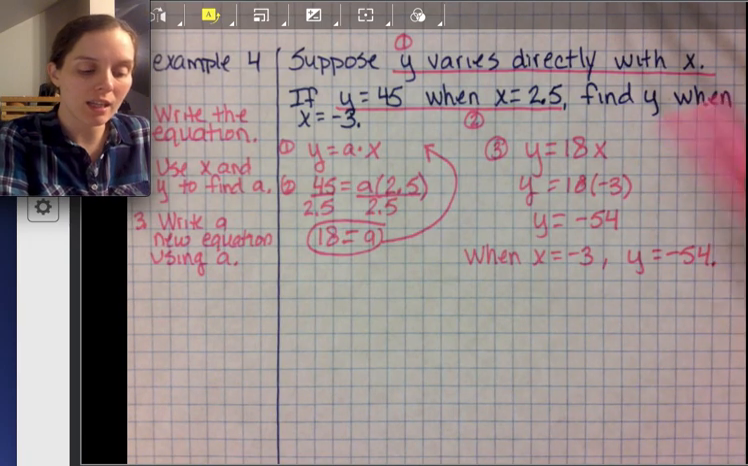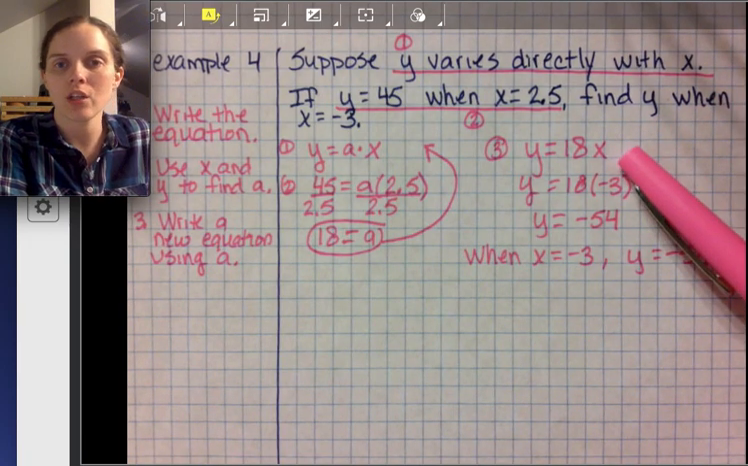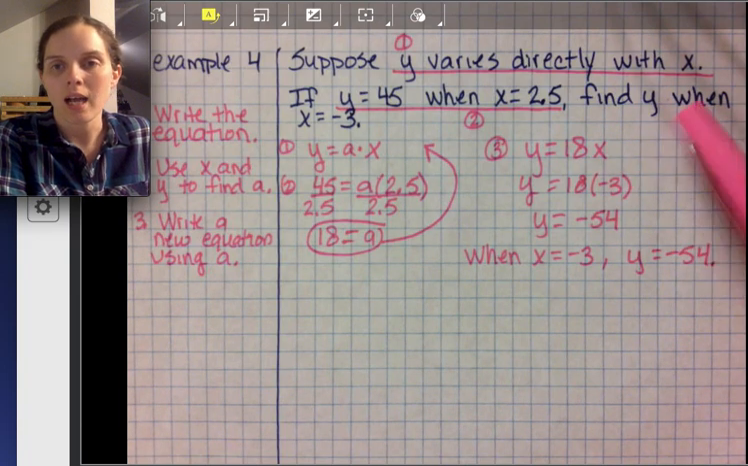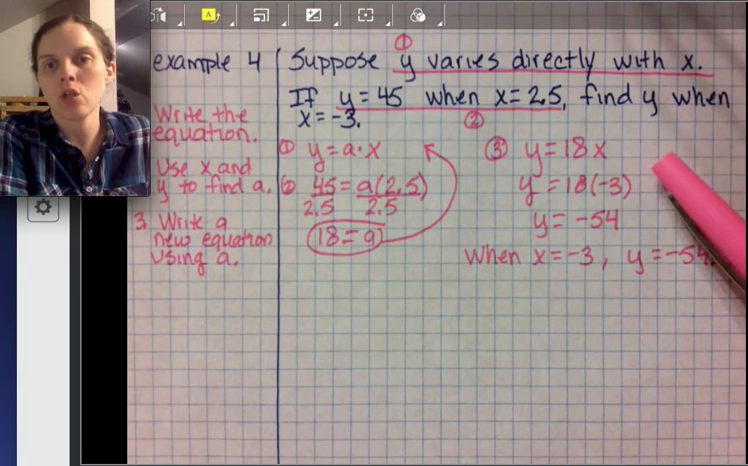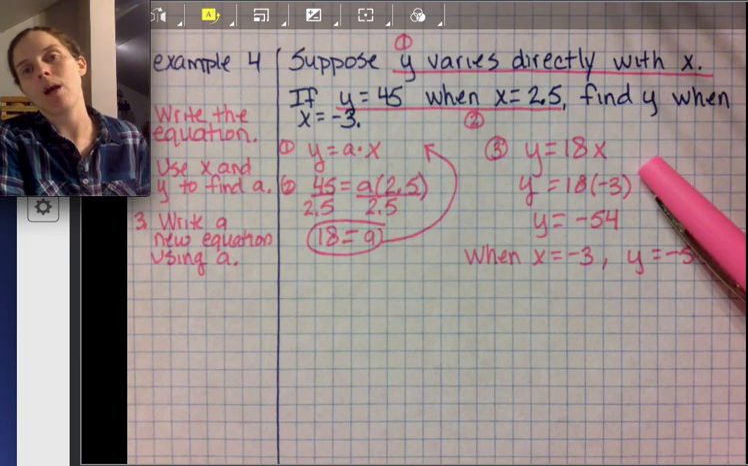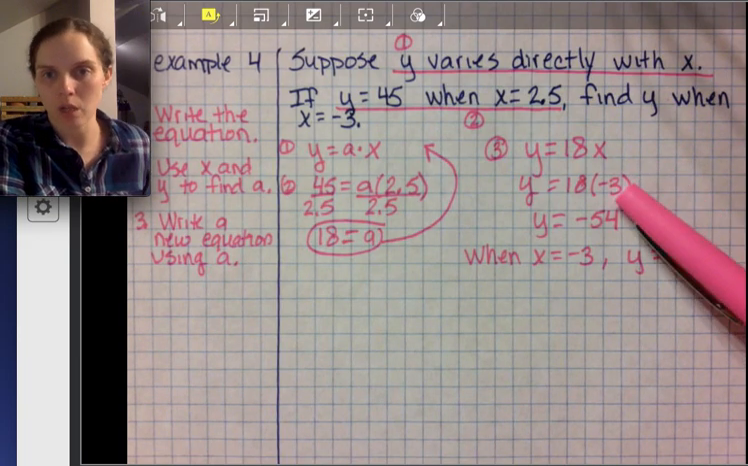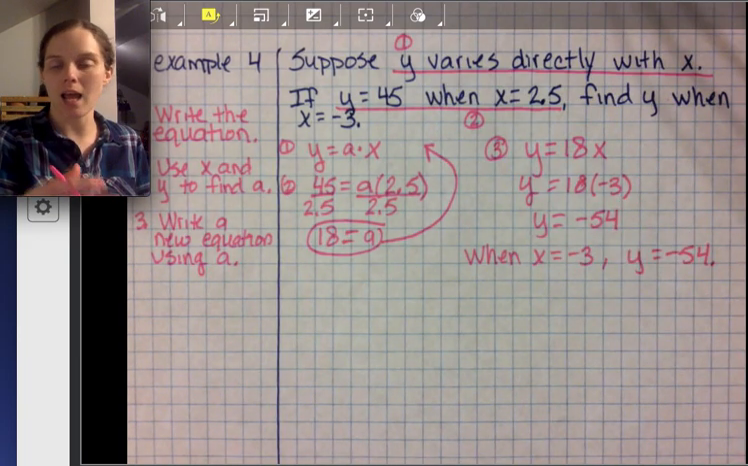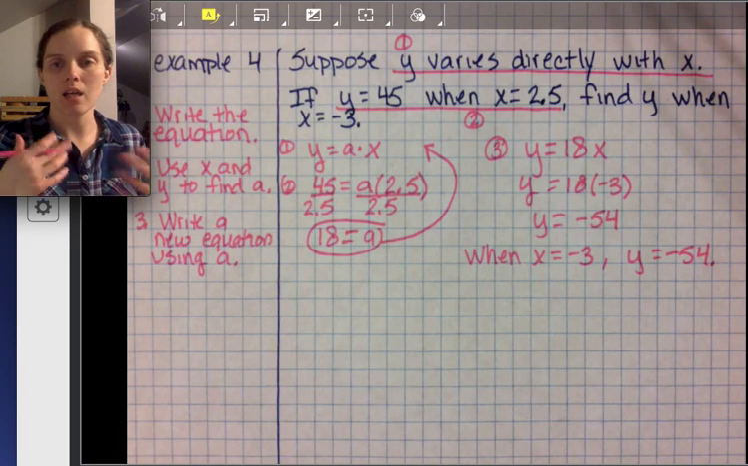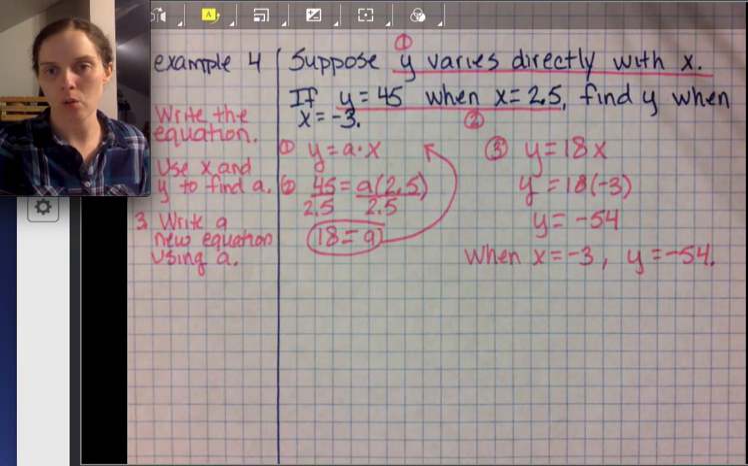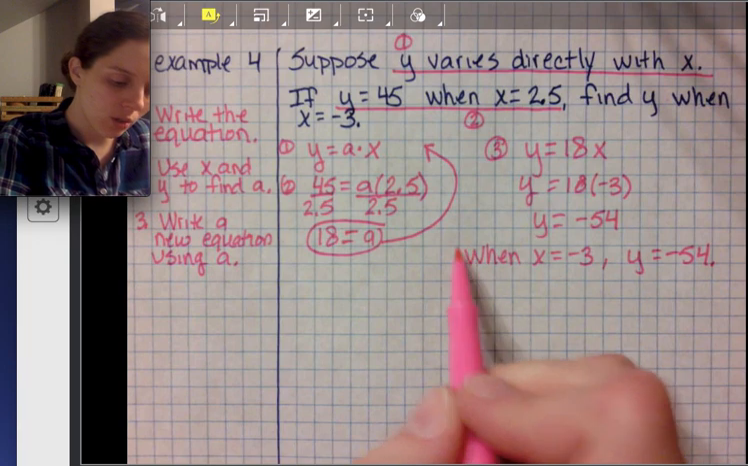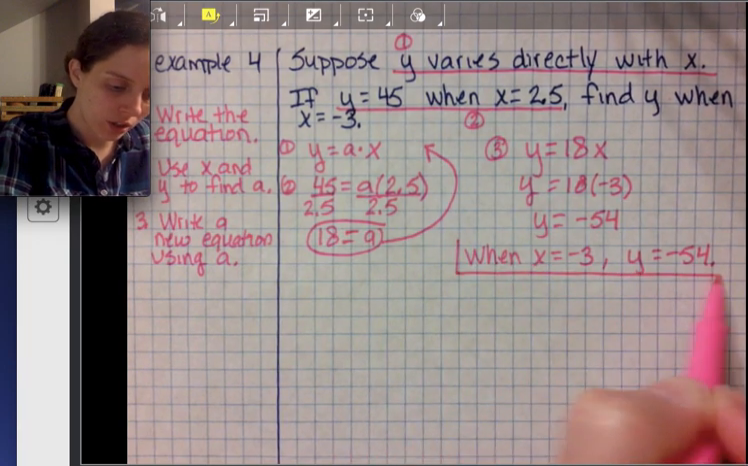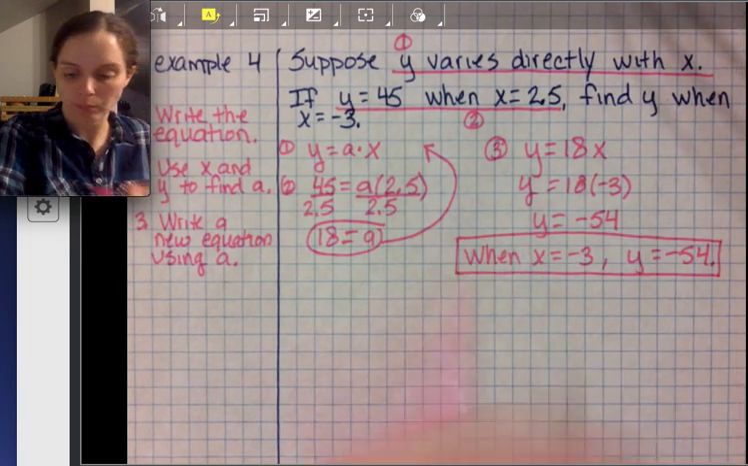And the thing about finding this equation is now I could use it over and over. I could say find y when x is 2, you just plug 2 in. Find y when x is -30, you just plug in -30. Once you find that a, that constant, the rest of the numbers go quickly. Okay? So this is your final answer.